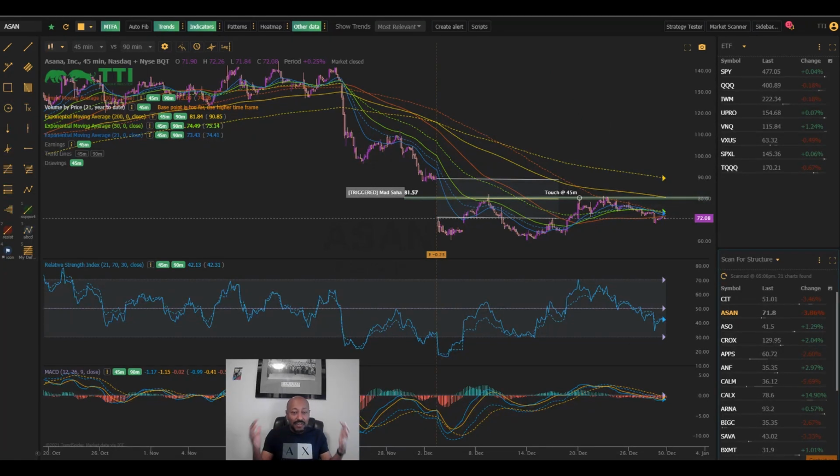Now that you have the fundamental structure on how to find the scanner using TrendSpider, you're set. You're good to go.